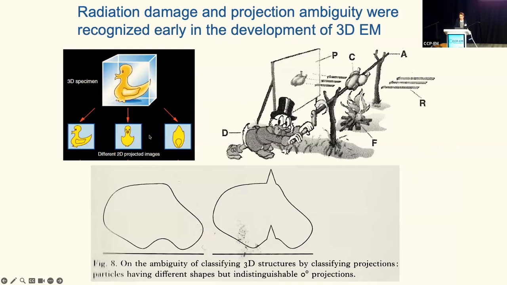And then there was the business about projections. So people realized, well, these are recording projections of 3D structures. And then I think this is, I'm pretty sure from one of Joachim Frank's reviews or books. And the ambiguity of what if you have a single projection, you just don't know. The vertical projection of this structure and this structure are the same. These two particles would look the same in the top view.